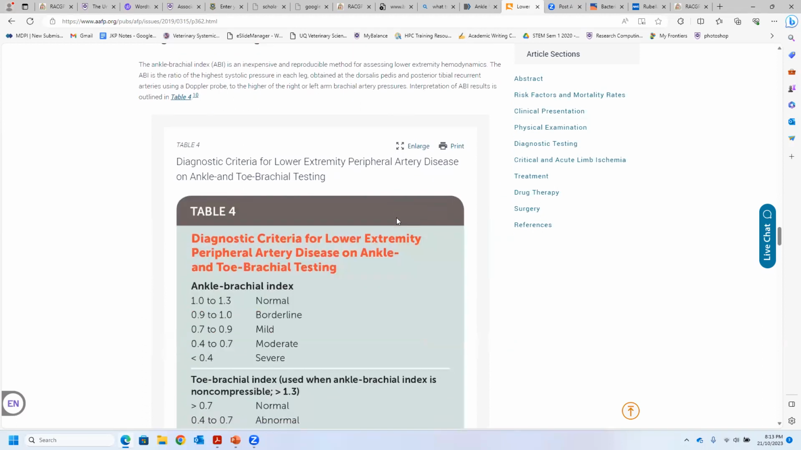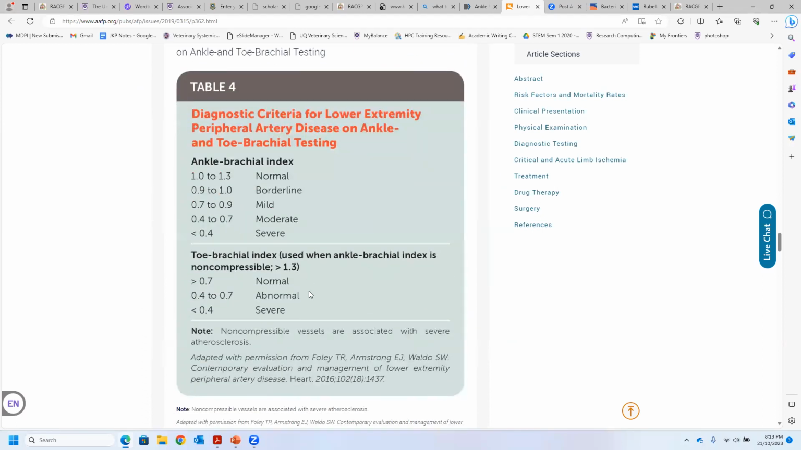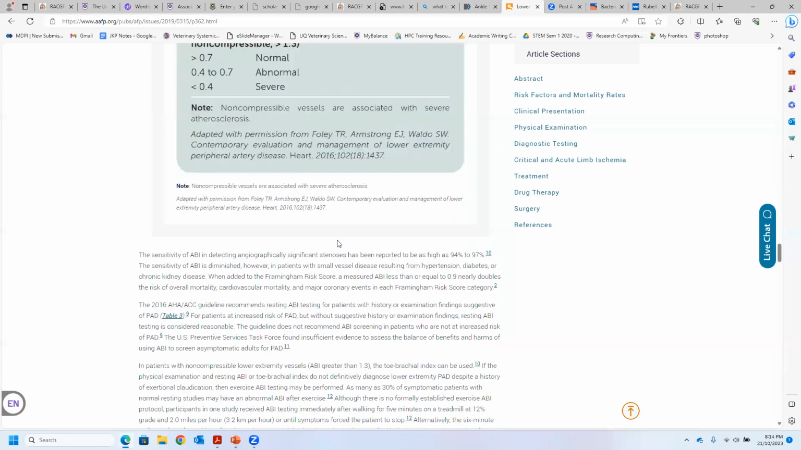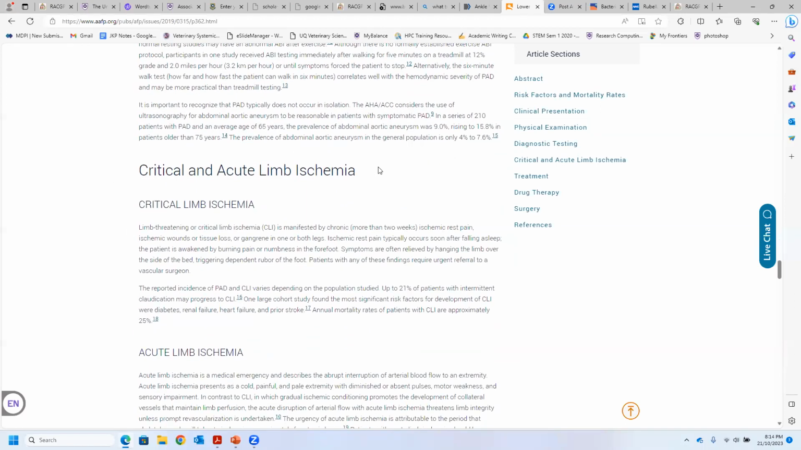Diagnostic testing, ABI is the first thing. So this is the ankle brachial index. 1 to 1.3 normal, 0.9 to 1 borderline, 0.7 to 0.9 mild, 0.4 to 0.7 moderate, less than 0.4 very severe. Critical acute limb ischemia, which our patient was having.